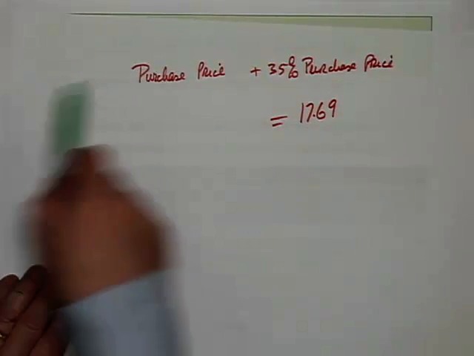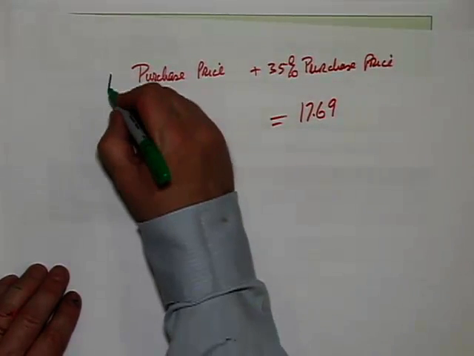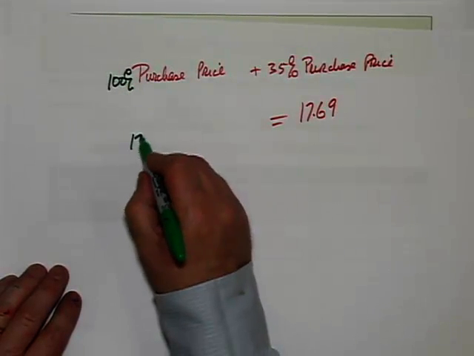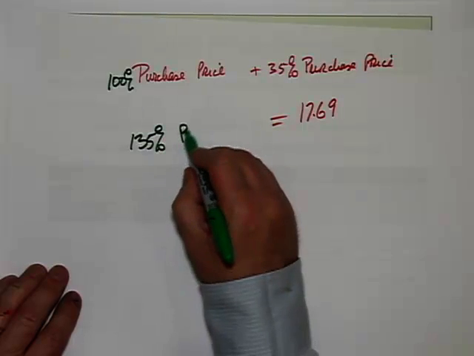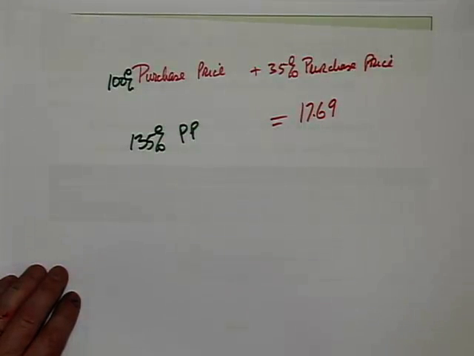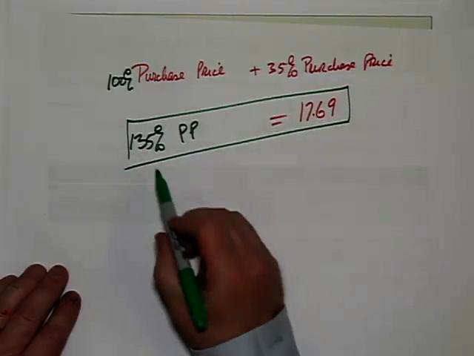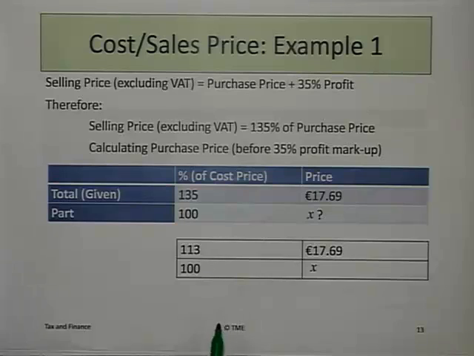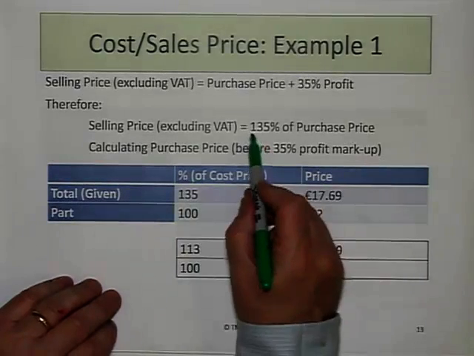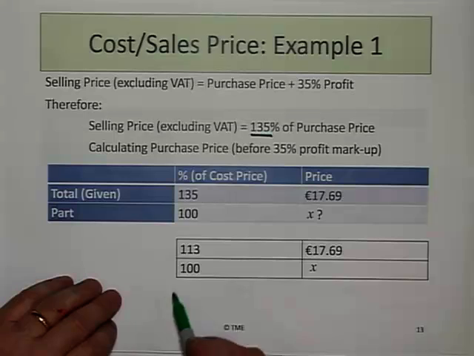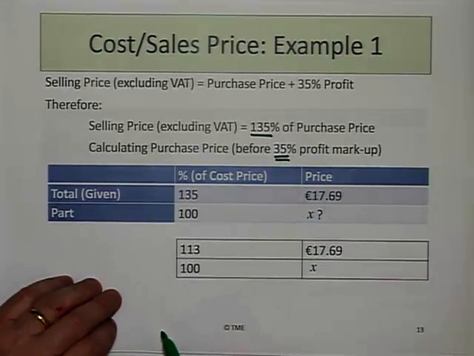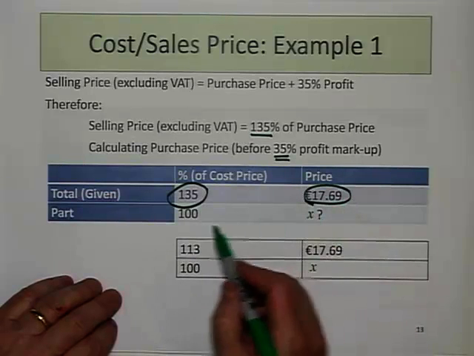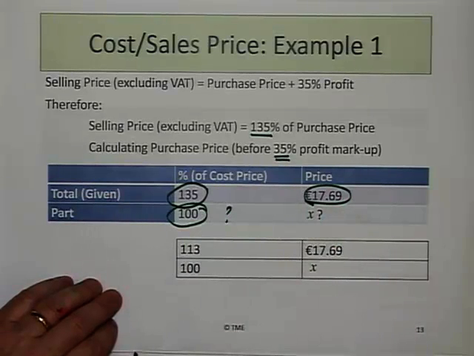But the purchase price plus 35% of the purchase price is 100% of the purchase price plus that. Or overall, 135% of the purchase price is that. So if that's 135%, what's 100? And again, we can do that using the tabular method. We can say the selling price is 135% of the purchase price. We now want to calculate before the 35. So 135% gave us 1769. What will 100 give us?